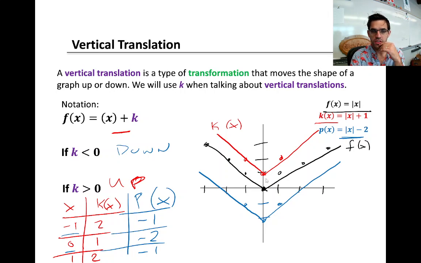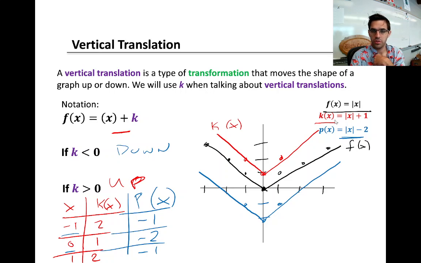We get the v shape, and we take k of x, which is the absolute value of x, and then plus 1. We can create our quick table. Negative 1 is an input. We get the absolute value of that is positive 1. Add 1 to it, we get 2.